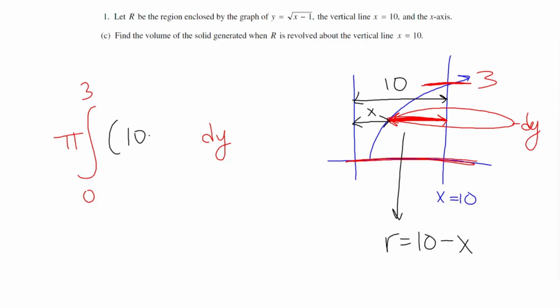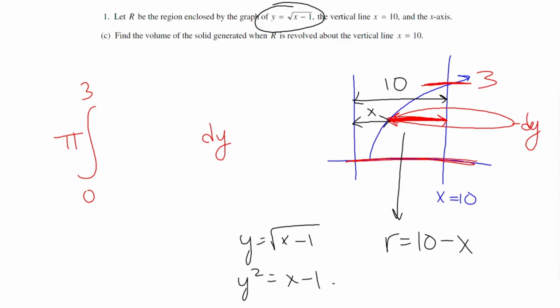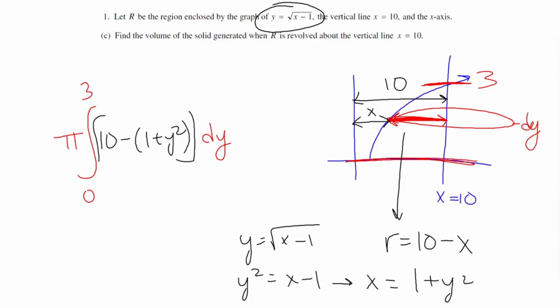But I can't just put 10 minus x and squared inside of here, because we have to integrate in terms of y. So we have to figure out what x is in terms of y. So if y is equal to root x minus 1, square both sides to get y squared equals x minus 1, and then x is equal to 1 plus y squared. And so now we can put this in here that our radius is 10 minus the quantity 1 plus y squared, and we want to square that radius and then integrate.